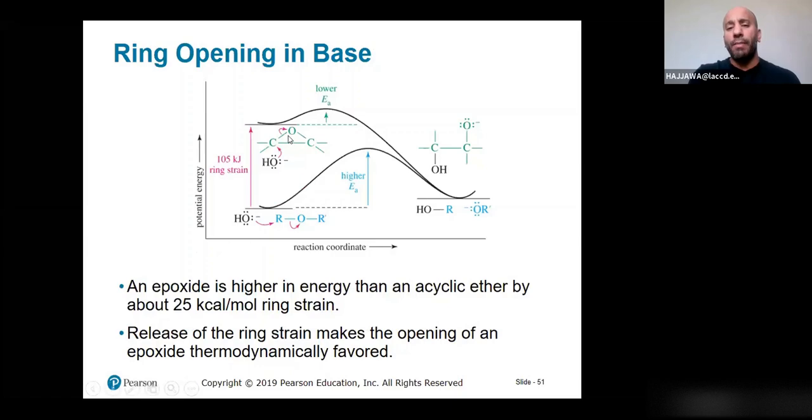Having an epoxide versus ether, the chemistry of epoxides will usually be faster. Why? Because epoxides are higher in energy. So in order for them to get to the open chain one, or to the epoxide opening outcome, they don't need much energy to get to there. While ethers, they will require much higher activation energy, and that's why the epoxides are actually more thermodynamically favoring the opening outcome.